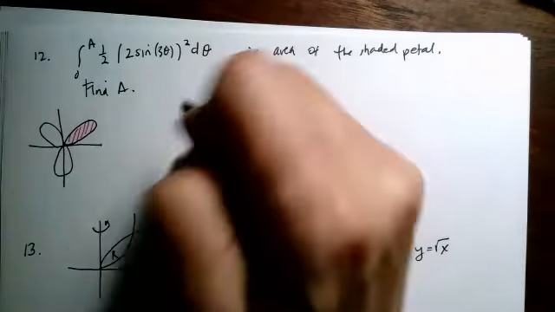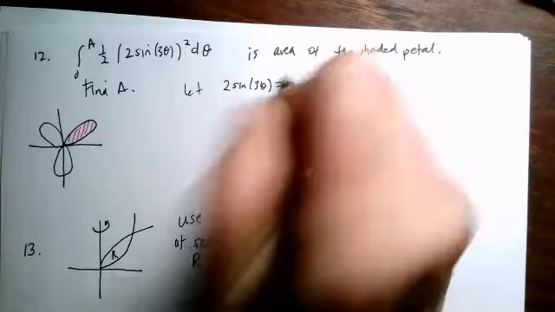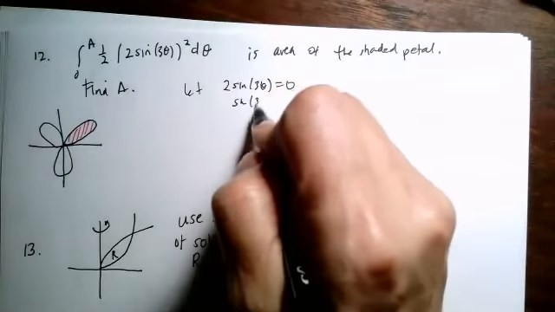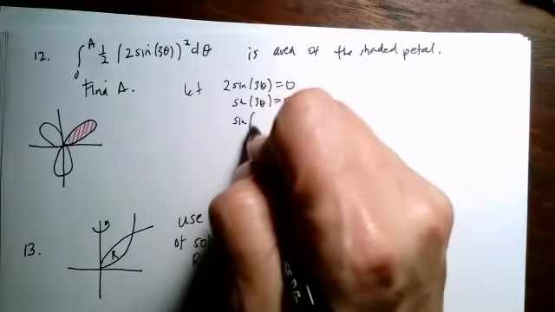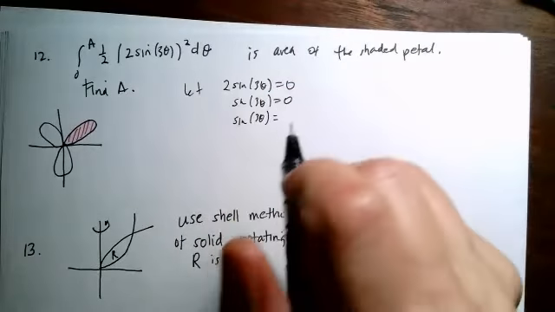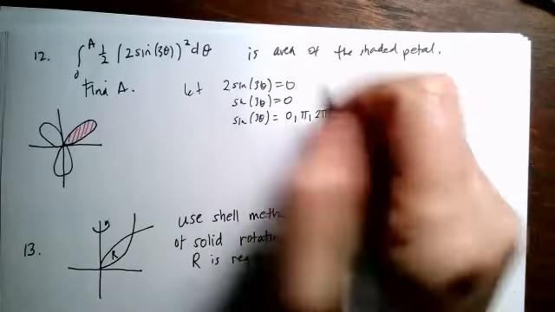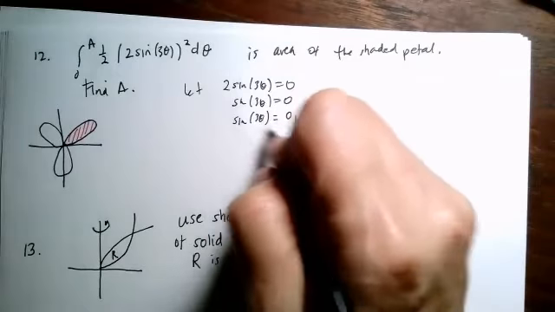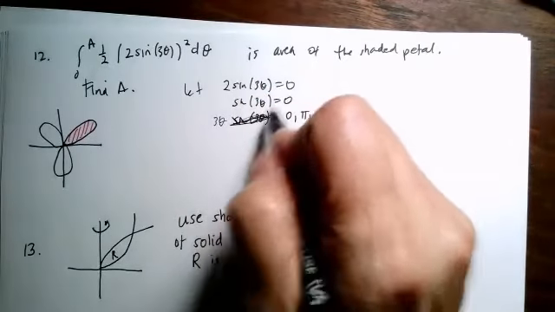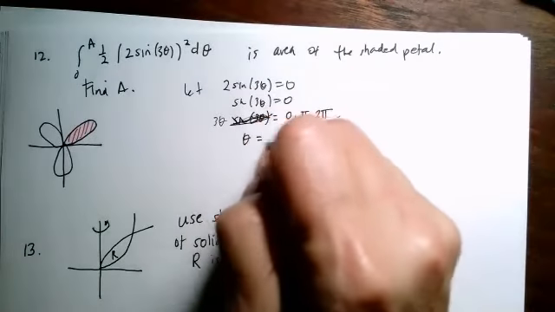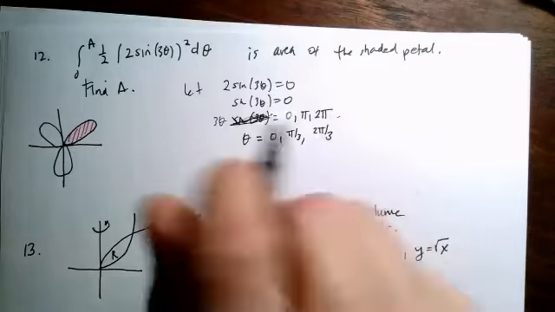Right, we're going to have to let 2 sine 3 theta equal 0. Now that means the sine of 3 theta is equal to 0. Okay, when is sine equal to 0? 0, pi, 2 pi. I'm sorry, that's 3 theta. So 3 theta is equal to 0, pi, 2 pi. And that means that theta is 0, pi over 3, 2 pi over 3.